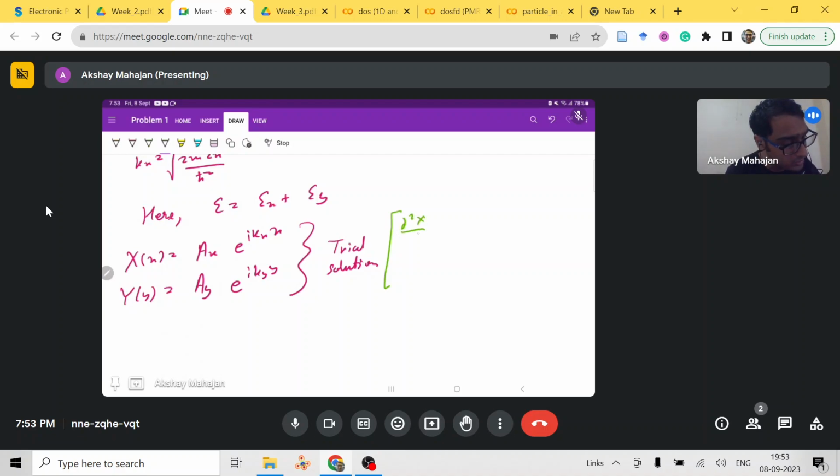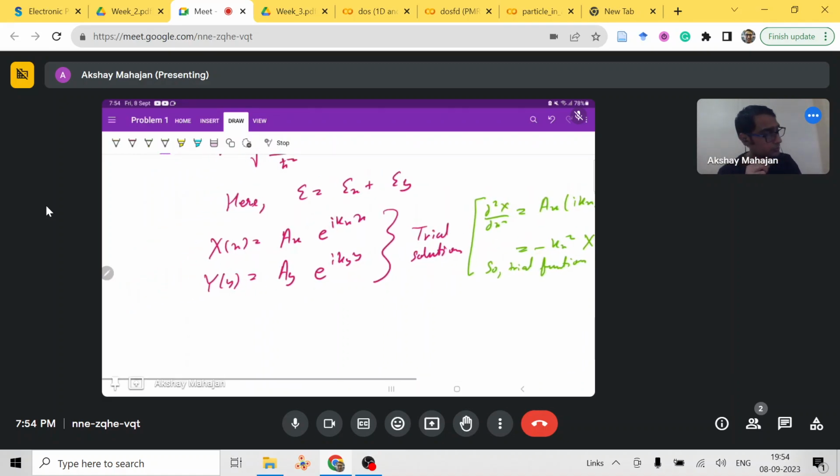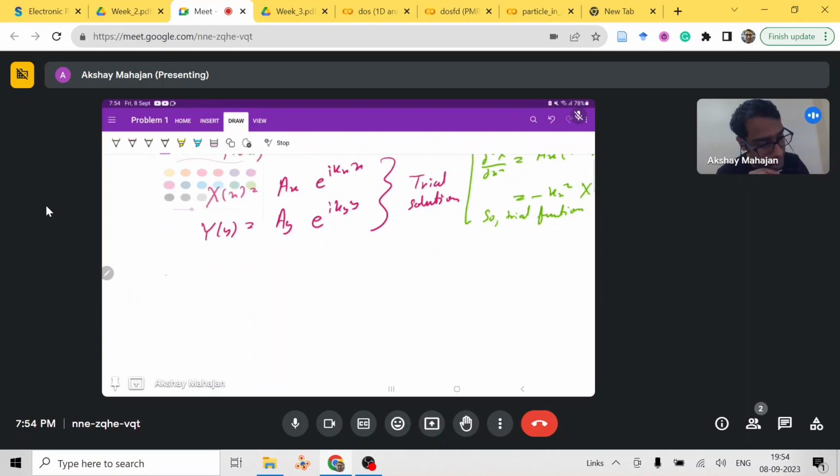Okay, we can check this here. If we do del square x by del x square, this gives us minus kx square times e to the power iota kx of x. So this gives us minus kx square iota square and ax times e to the power iota kx of x, that will just give us the same function. So the trial function is correct. So it satisfies our differential equation.